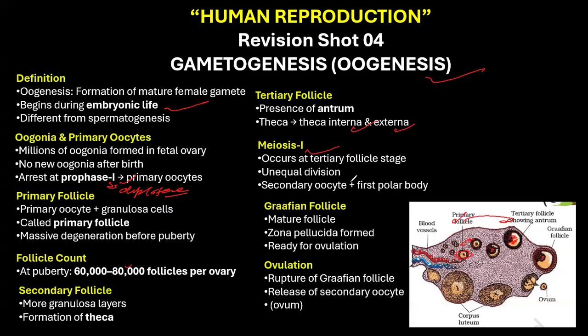The tertiary follicle becomes the Graafian follicle. You can look here. And the secondary oocyte develops a zona pellucida layer. It's a membrane. Finally, the Graafian follicle ruptures and releases the ovum. This process is called ovulation.